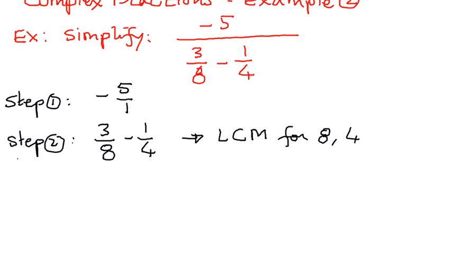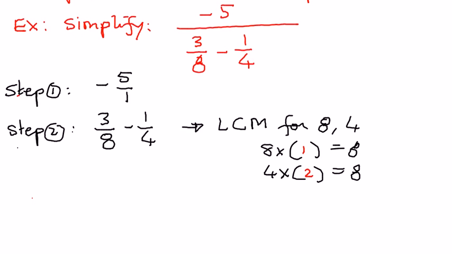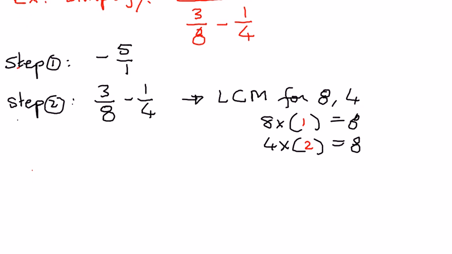So if I were to write it down, 8 times what number is equal to 8, and 4 times what number is equal to 8. So we know our 8 times table. 8 times 1 is 8. 4 times 2 is 8. So the numbers we are looking for are 1 and 2. So therefore, we're going to come back here and then simplify this.